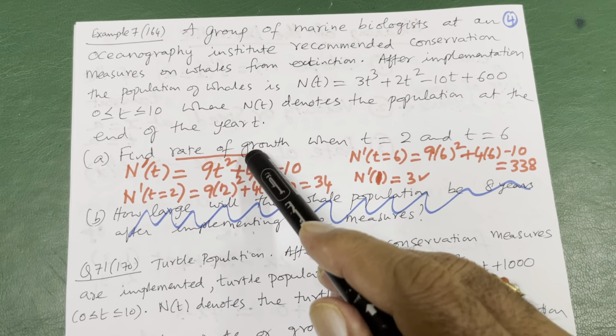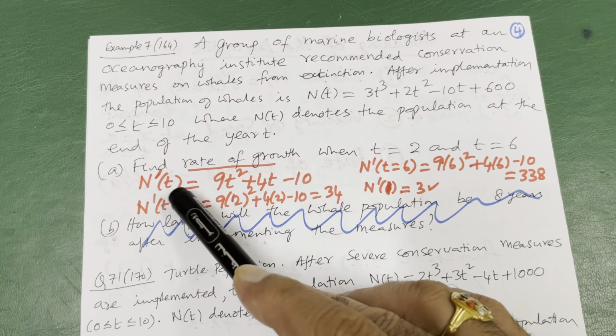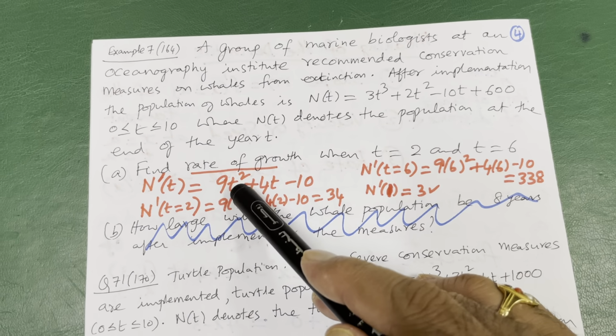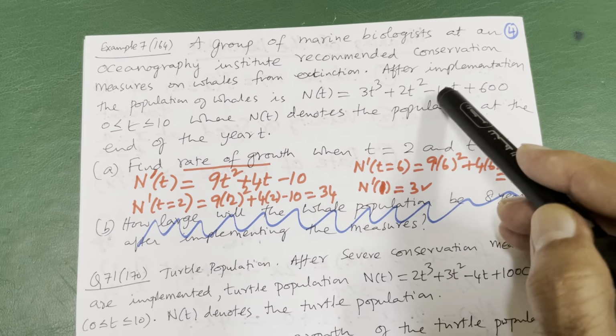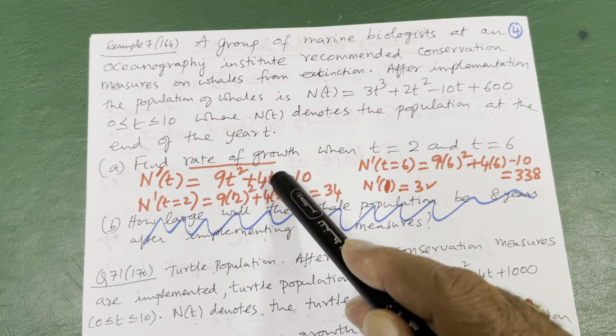So what is the question? Find the rate of growth. When you see the rate of growth, it is nothing but the derivative of this. So N dash t: 3t cubed derivative, 3 will come to the front, 9t squared. This will become 4t, 2 will come to the front. Minus 10t derivative is minus 10, 600 derivative is 0. Find the derivative, find the rate of growth.